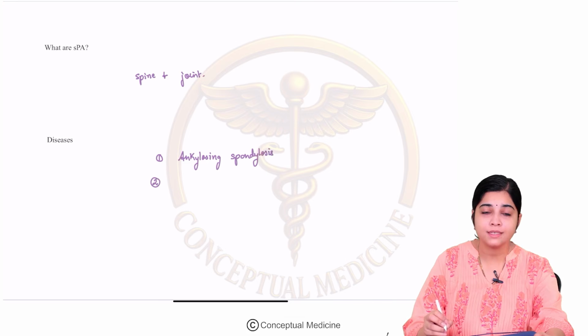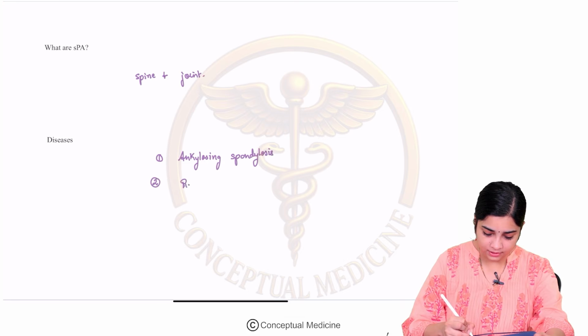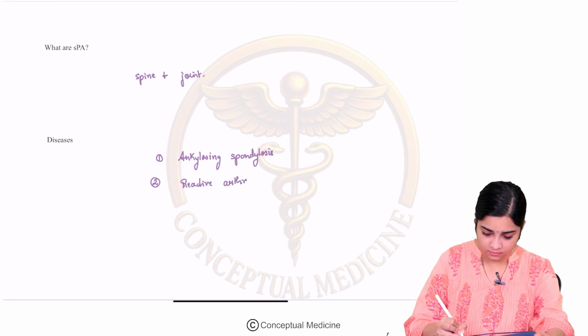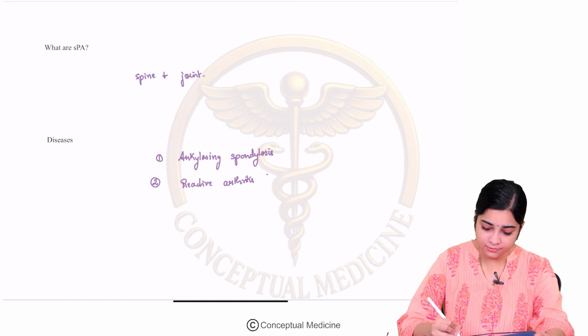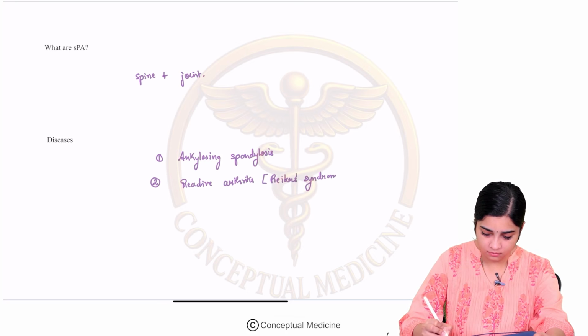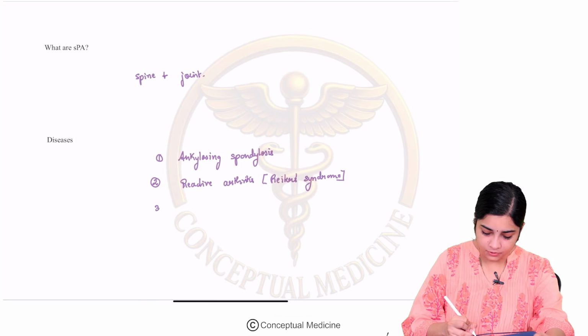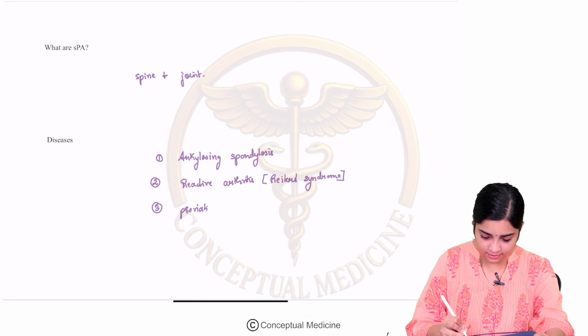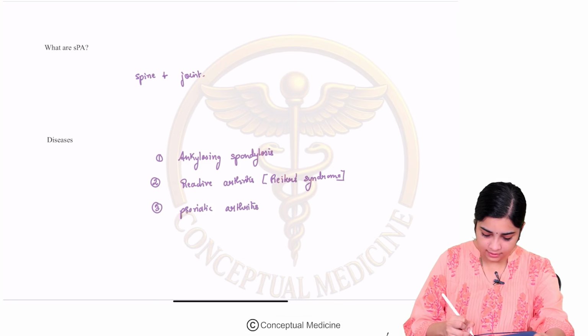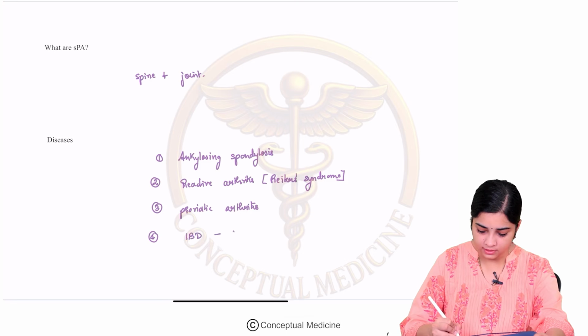Then what is the second disorder? The second disorder is reactive arthritis. Reactive arthritis was previously called Reiter's syndrome. Then what is the third disorder? The third disorder is psoriatic arthritis. And the fourth is the inflammatory bowel disease associated arthritis.